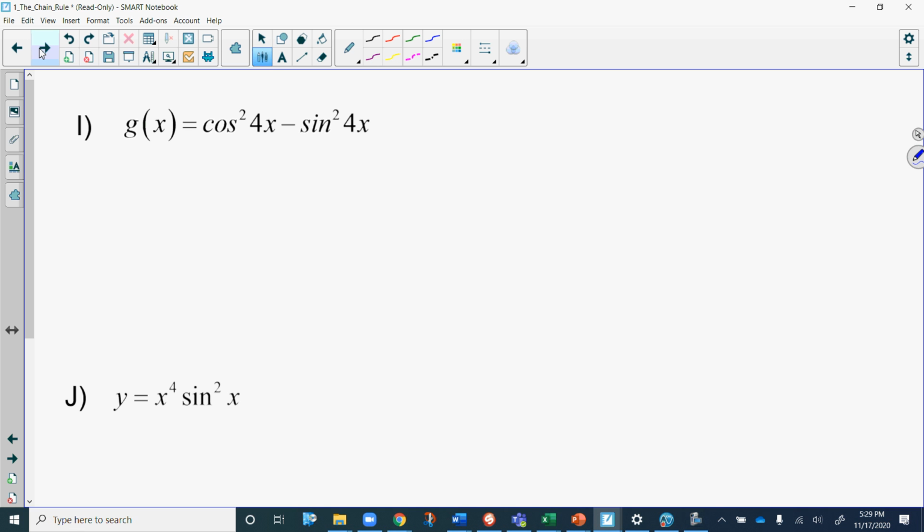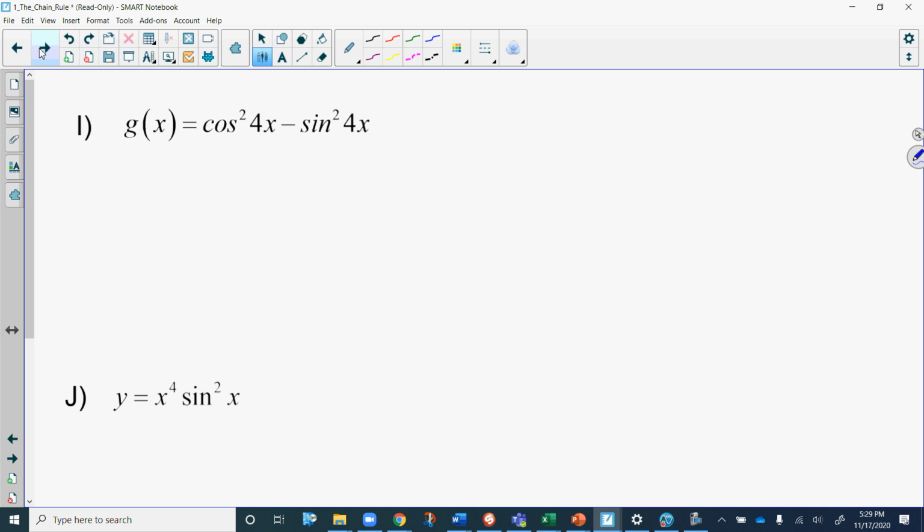Now here, this one is going to be a very good use of incorporating prior skills. This one is definitely going to use the chain rule. And maybe it's going to incorporate the product rule. We'll take a look and see.